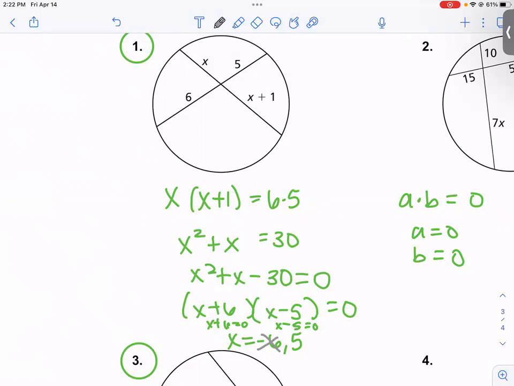You need to go back to the picture. Because if your segment lengths are like X plus 7, then negative 6 is okay.